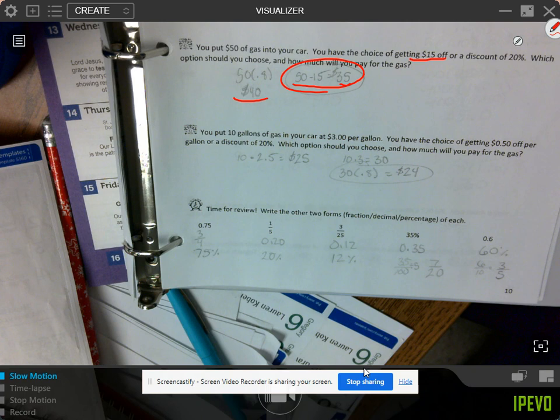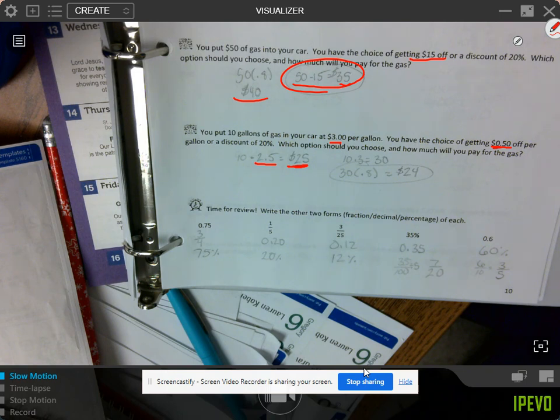All right, the second one, you put $10 of gas in your car at $3 per gallon. That's a unit rate. We've done unit rates. You have a choice of getting 50 cents off per gallon or a discount of 20%. Which option should you choose, and how much will you pay for the gas? So if I'm putting in 10 gallons of gas and I get 50 cents off per gallon, so instead of paying $3, I'm going to pay $2.50. So my 10 gallons times $2.50, that would get me $25 worth of gas.